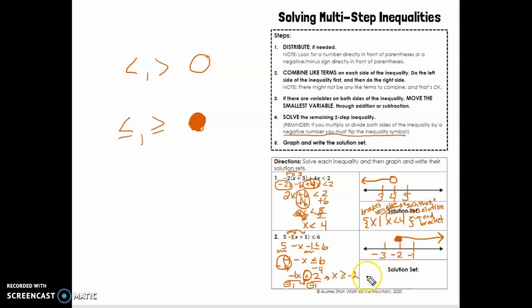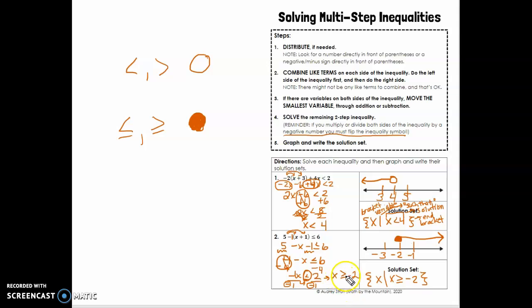My solution set. Bracket, variable, my vertical line, my solution set, x is greater than or equal to -2, and then my bracket. So the set of numbers for x such that x is greater than or equal to -2. End the bracket.